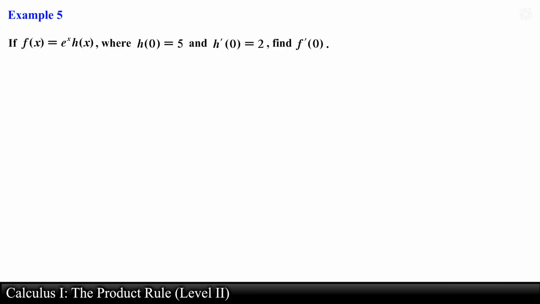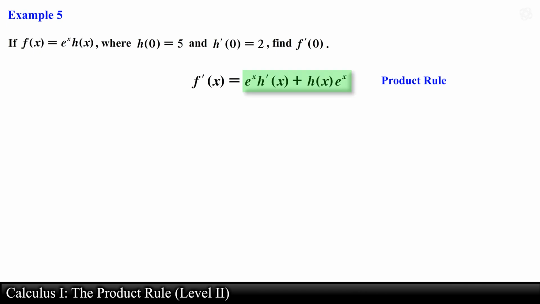Alright, here we need to find the derivative of f evaluated at x equals 0. Notice that this function is formed by the product of the natural exponential function and h of x. Similar to the previous example, let's first find an expression for the derivative of f of x. Applying the product rule, we obtain e to the x times h prime of x plus h of x times e to the x. Remember, the derivative of the natural exponential function is just equal to itself.